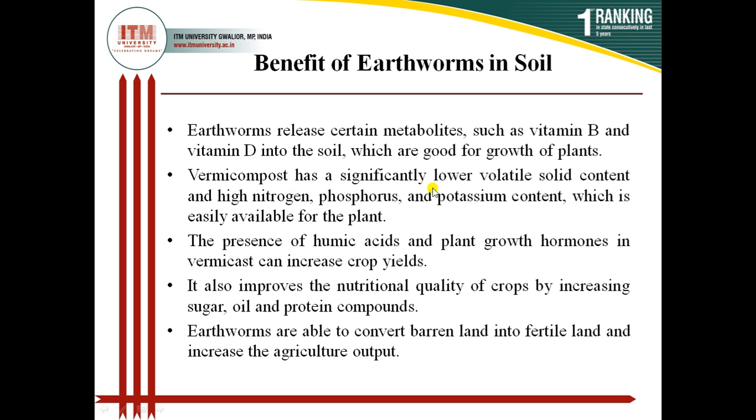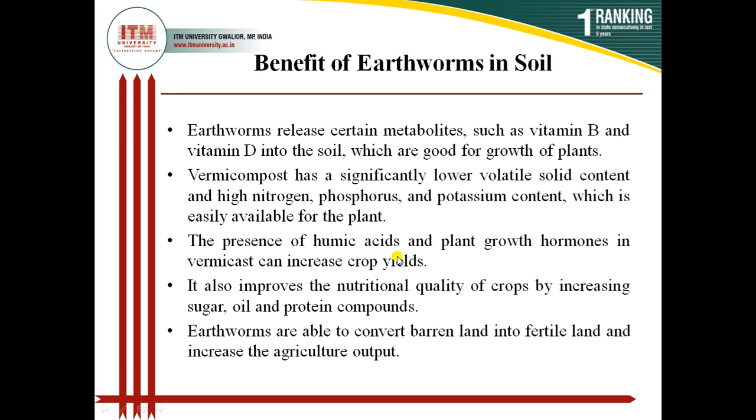So vermicompost has a significantly lower volatile solid content, and high nitrogen, phosphorus and potassium content. Means the nutrients are in high content, which are added in the soil, and easily available for the plant, because they are water soluble. Earthworms release certain metabolites, means in addition to the nutrients, certain metabolites like vitamin D and vitamin B are also added in the soil, which are good for plant growth. So the chemical properties are also improving.